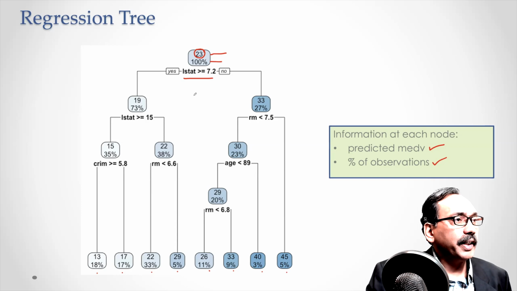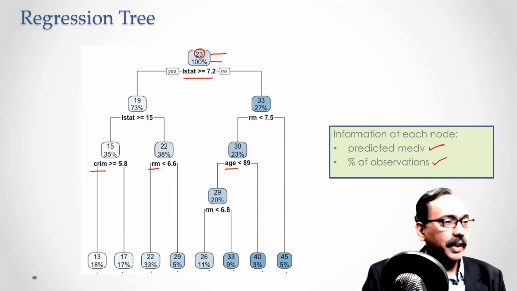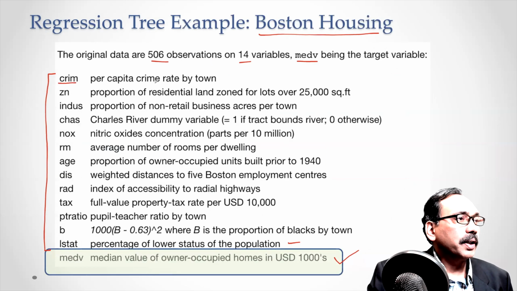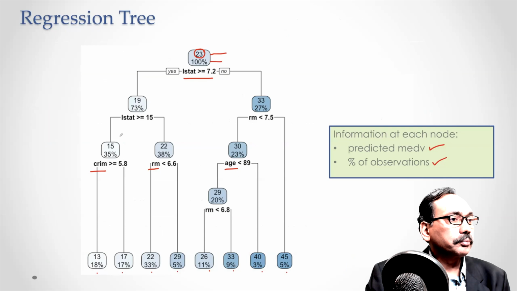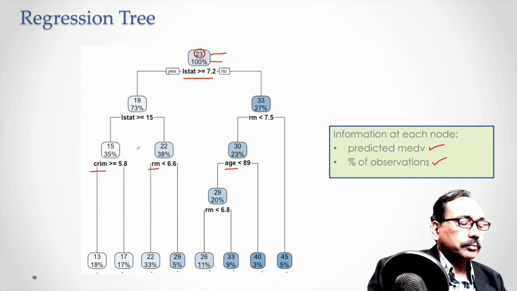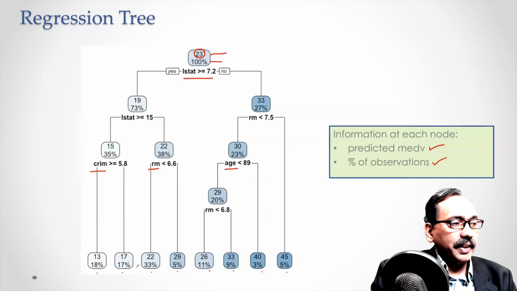Out of all the independent variables, the variables that turn out to be important are LSTAT, crime rate, number of rooms in the house, and age of the house. That is, per capita crime rate by town, average number of rooms per dwelling, age, which is the proportion of owner occupied units built prior to 1940, and LSTAT. So 4 out of 13 variables turn out to be important. And again, these percentages, if you add them, you'll get 100%.